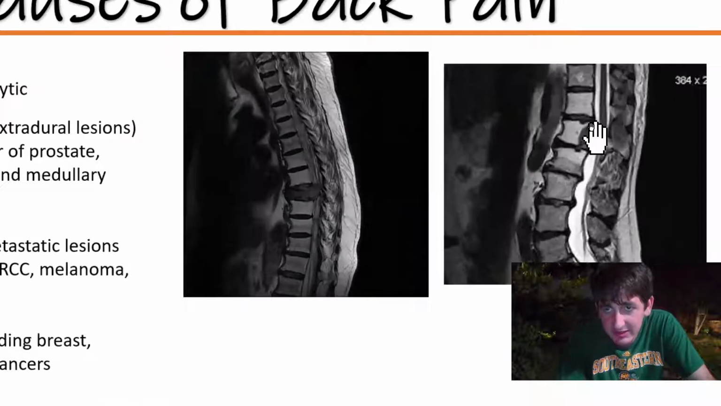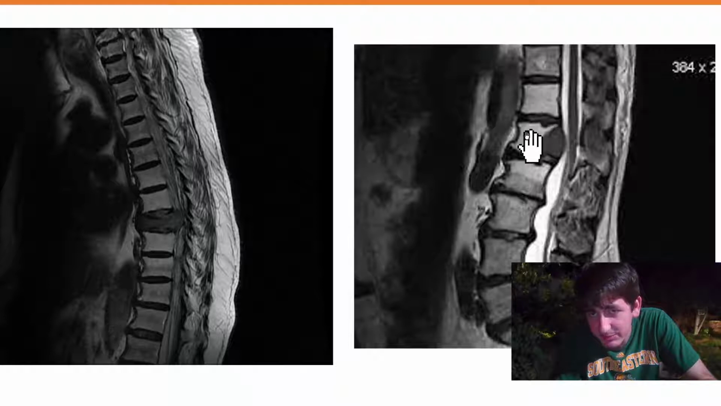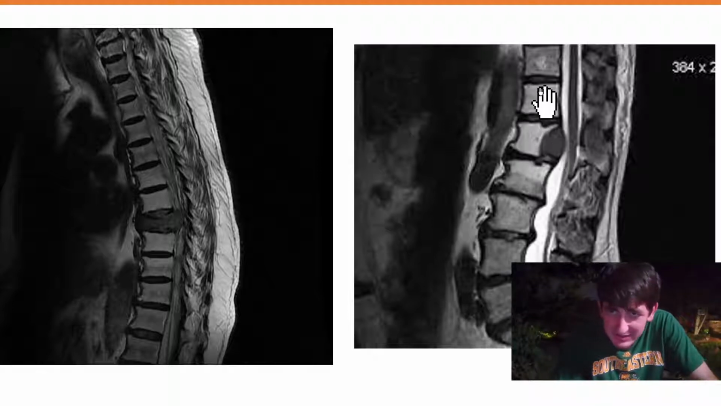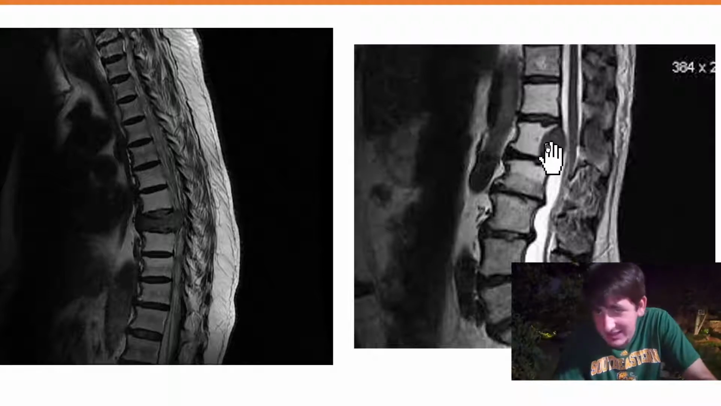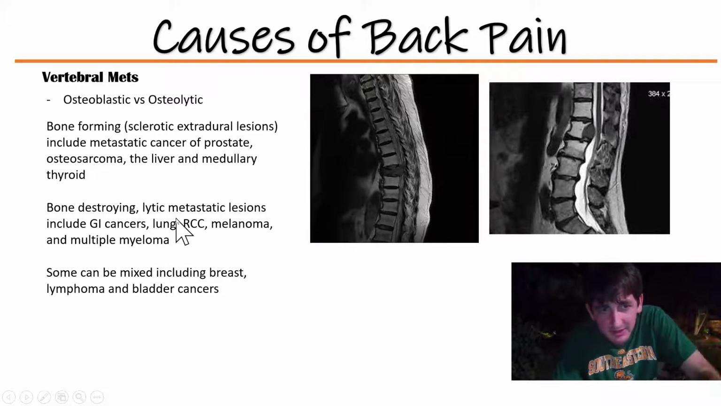This one over here is from a renal cell carcinoma, I believe, and you can see these are bright on T2 because the spinal fluid is bright. So we know it's T2. These are bright on T2, but then you have this here. So I'm not sure if this is mixed with some lytic and something else, but bone forming, bone lytic, both. But I don't know. Usually RCC is going to be a lytic lesion.